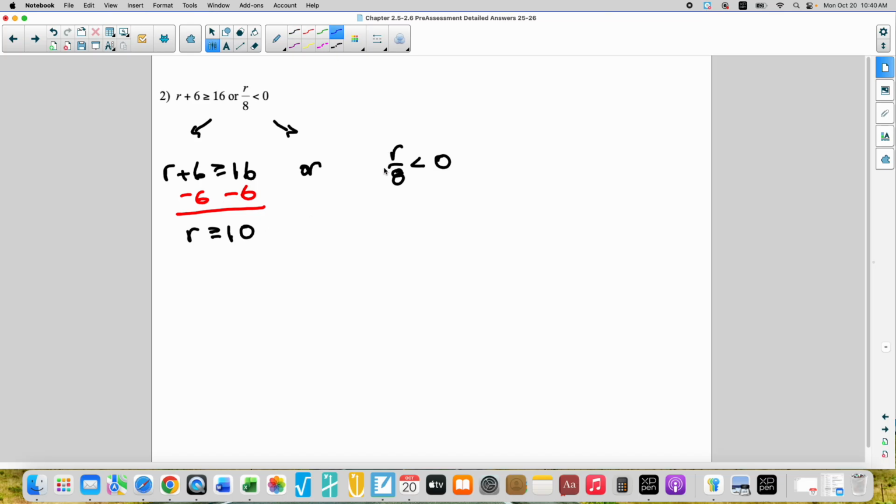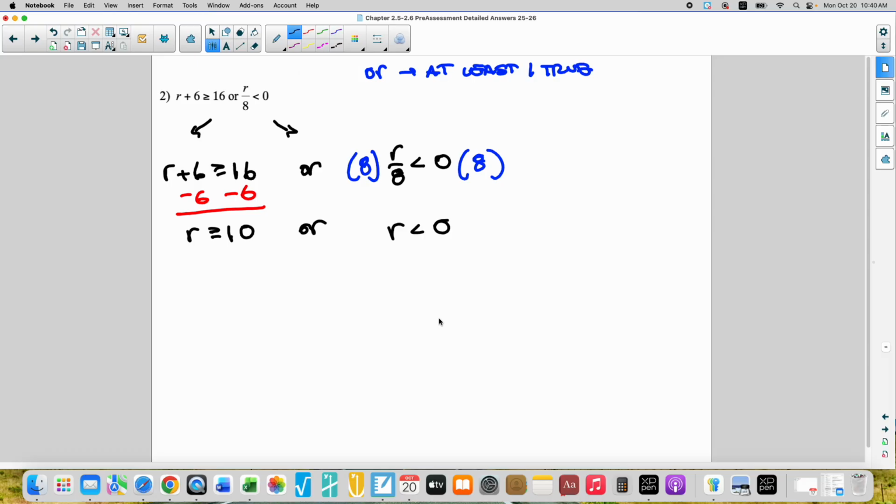And then this one, love this one. We're going to multiply by the reciprocal. R is being divided by 8. The inverse of dividing by 8 is multiplying by 8. So we get r is less than 0. And remember, it's an or. When it's an or statement, we need at least one true. So or means at least one true.